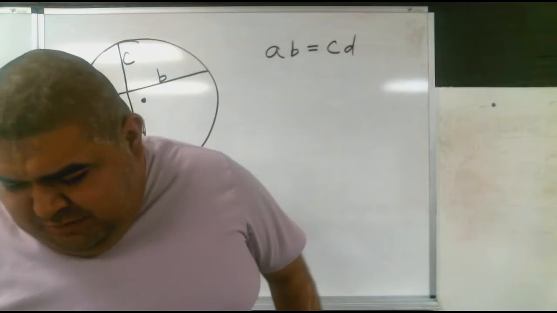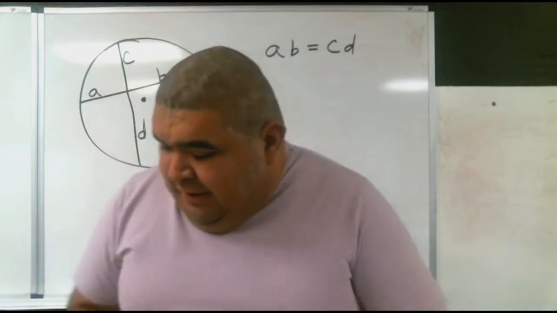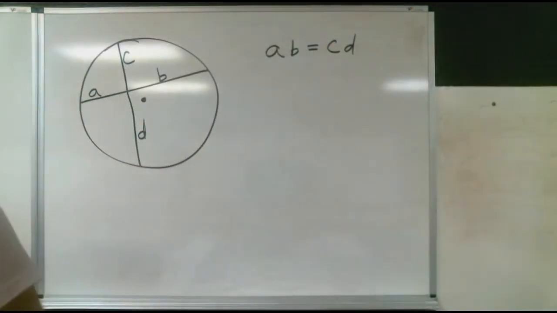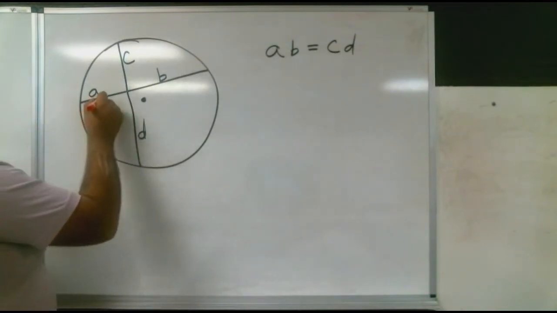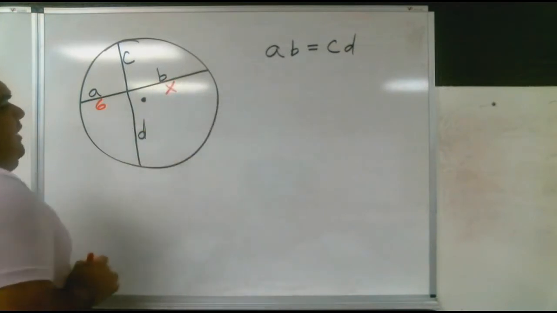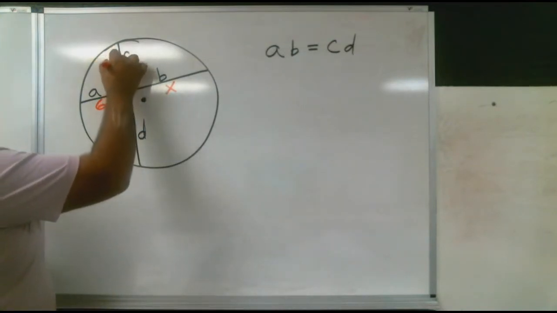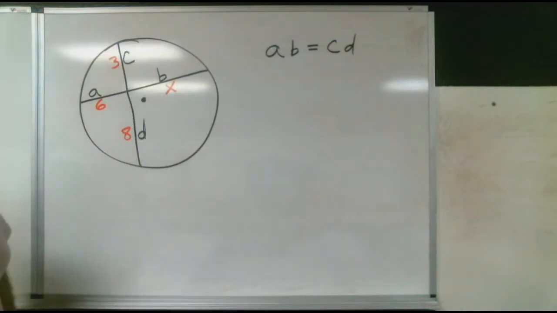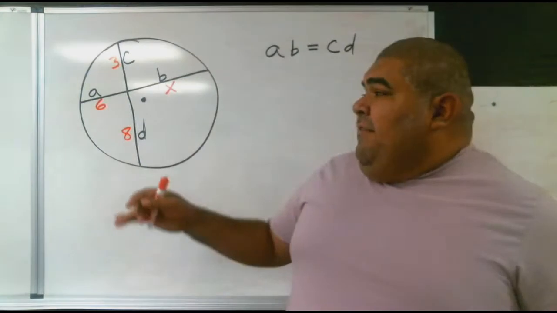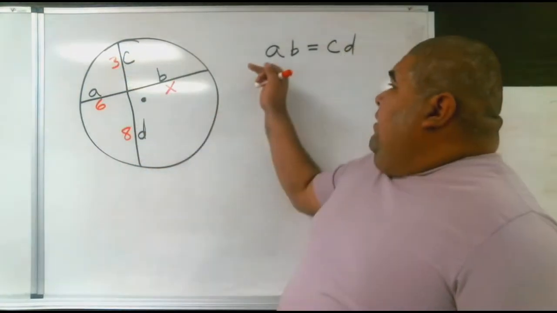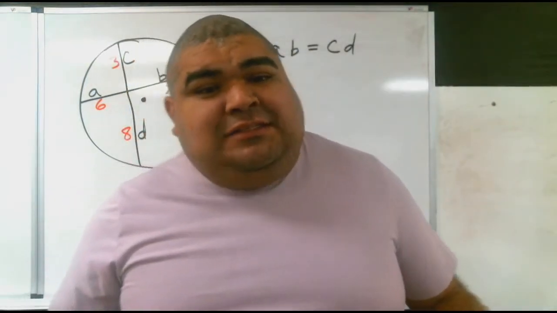So let's plug in actual numbers into this equation, or to this circle, should I say. For A, we're gonna have 6. For B, we're gonna have X, okay? For C, we're gonna have 3. And for D, we're gonna have 8. Okay, those are the numbers we're gonna use. Now that we have it plugged in here, again, we're gonna use the equation we have here on the board. This is to find special segments on circles.